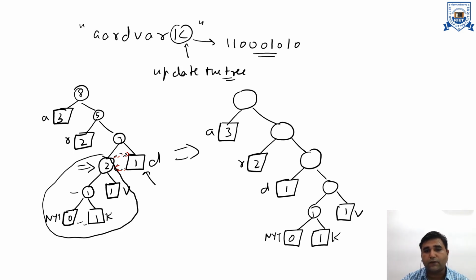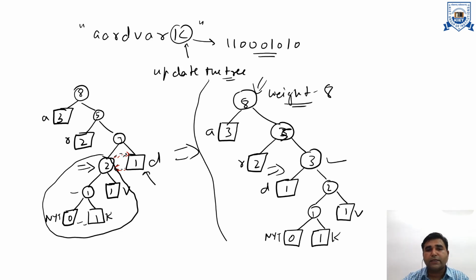So 0 plus 1 is 1, 1 plus 1 is 2, and 2 plus 1 is 3. Now check here: the left hand side has weight 2 and the right hand side has weight 3. The condition is satisfied, that is, the left child's weight should be less than or equal to the right's. Now 2 plus 3 is 5, and 3 plus 5 is 8. So the root node has weight 8, and at this moment the condition is satisfied.